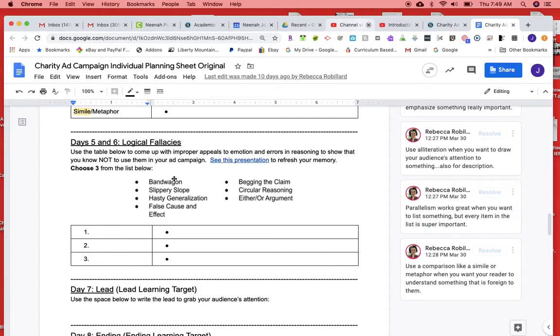And they could be bandwagon, slippery slope, hasty generalization, false cause and effect, begging the claim, circular reasoning, either-or arguments. So these are all examples of logical fallacies. So she wants you to use the table below to come up with some improper appeals to emotion and errors in reasoning to show that you know not to use them in your ad campaign.